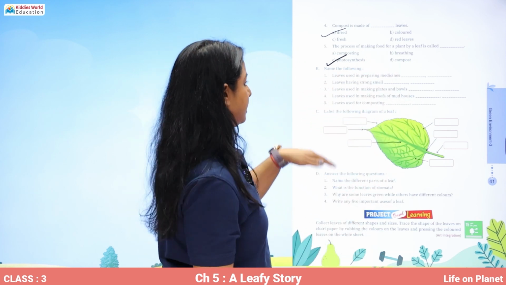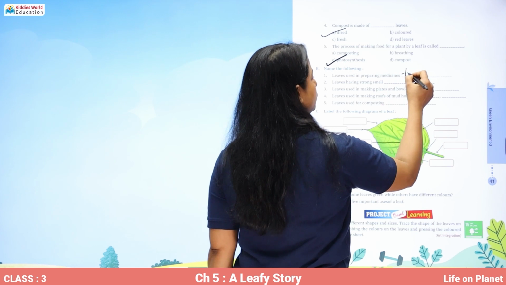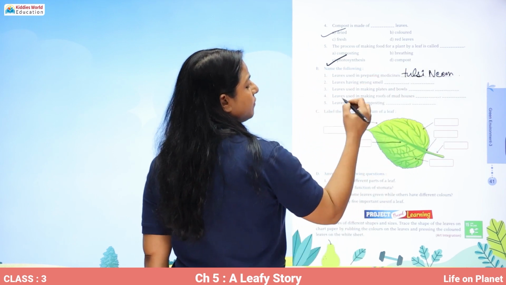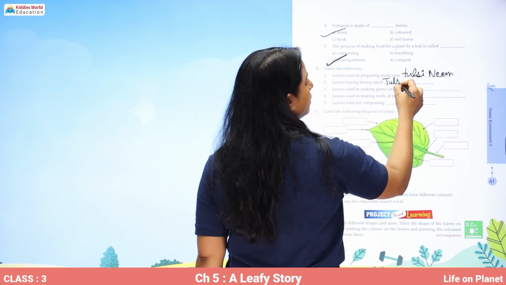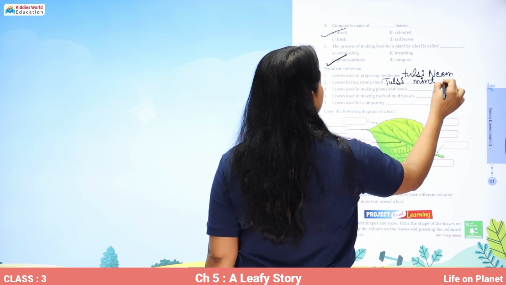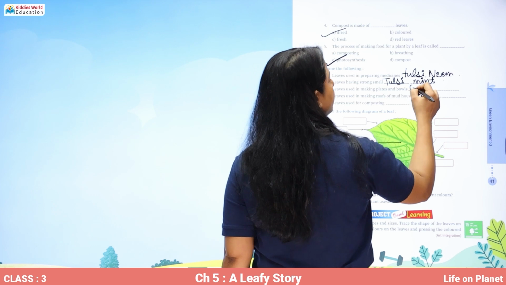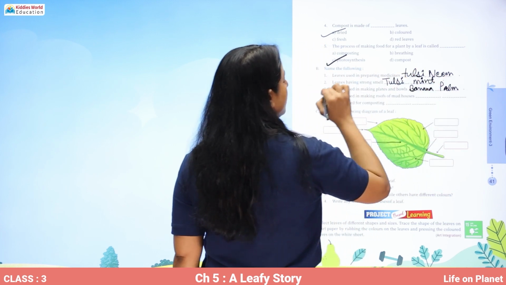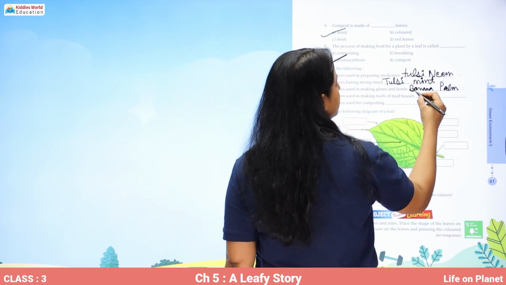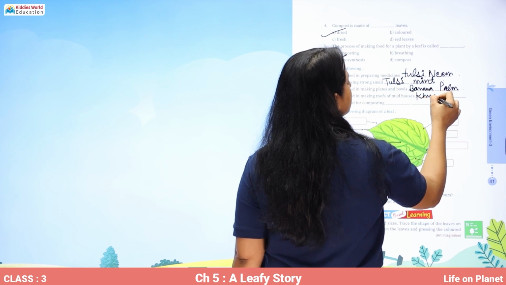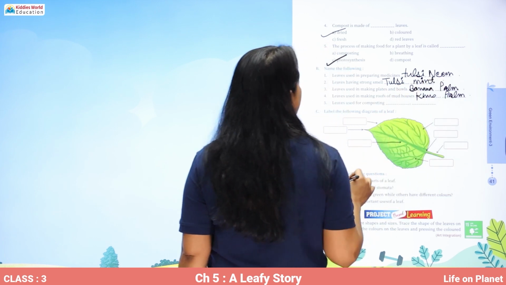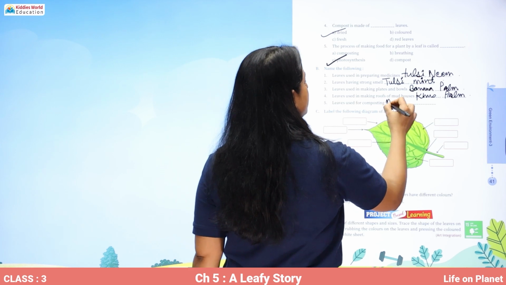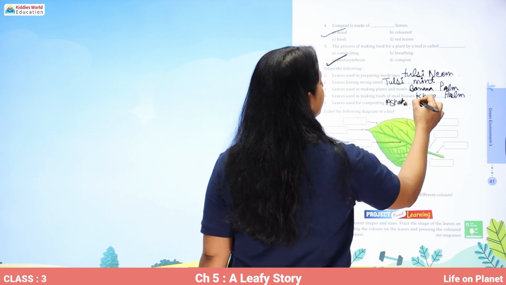Let's name the following. Leaves used in preparing medicines: tulsi, neem. Leaves having strong smell: tulsi, mint. Leaves used in making plates and bowls: banana, palm. Leaves used in making roofs of mud houses: khas, palm. Leaves used for composting. So any leaf can be used for composting. Like we can use Ashoka leaves, we can use mango leaves.